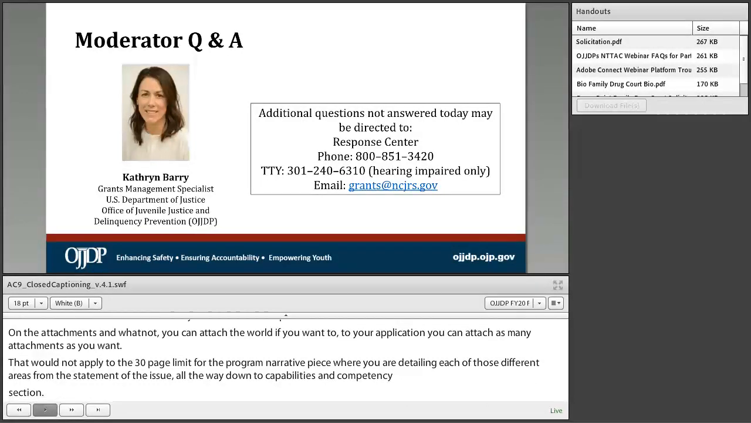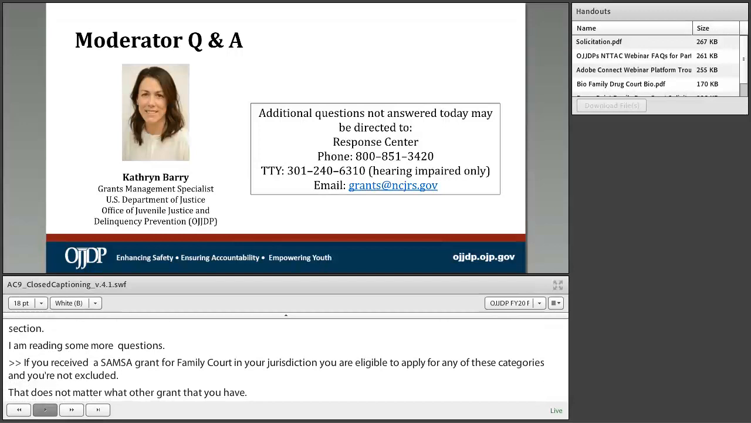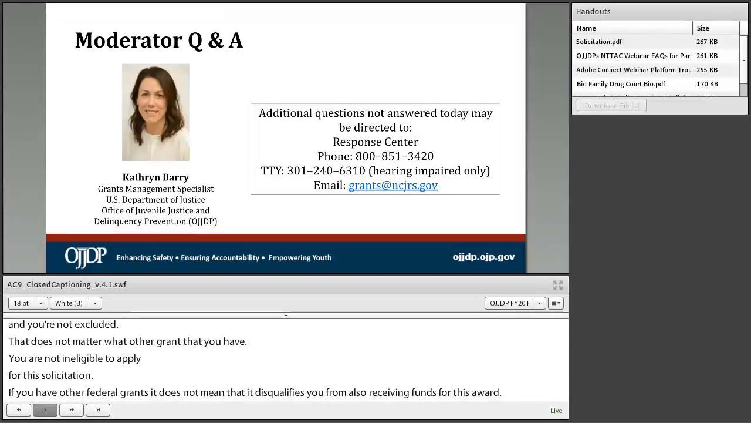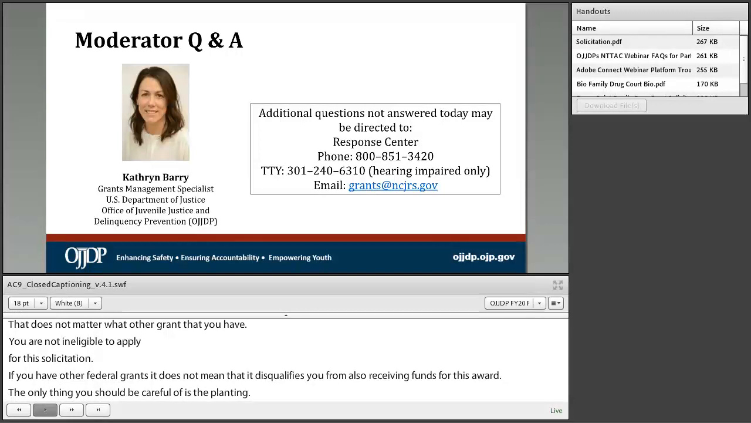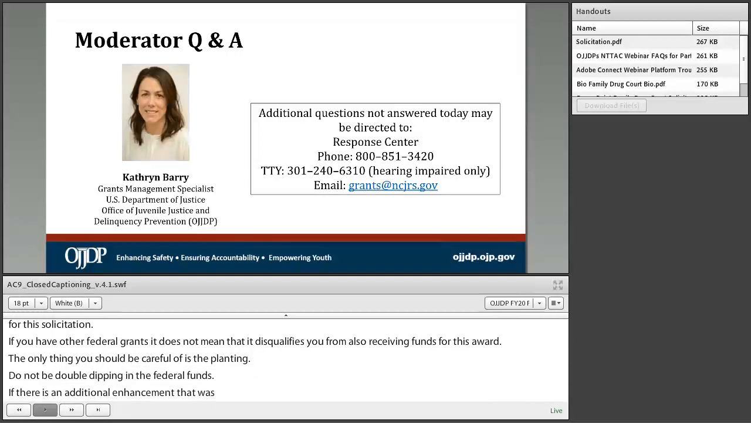If you have received a SAMHSA grant for expanding family treatment court in your jurisdiction, you are eligible to apply for any of these categories. You are not excluded. It doesn't matter what other grants you have, you are not ineligible to apply for this solicitation. If you have other federal grants, it doesn't mean that it disqualifies you from also receiving funds through this award. The only thing that you should be careful of is supplanting, right? You don't want to be double dipping in federal funds. So if there's an additional enhancement that was not funded by your SAMHSA grant that is different and separate from the funding that you're getting through your SAMHSA grant, you're more than welcome to apply for an OJJDP grant to fill in maybe some of the gaps that your SAMHSA grant is not filling in. But you just got to make sure you're not funding the same thing. No double dipping, that's all.